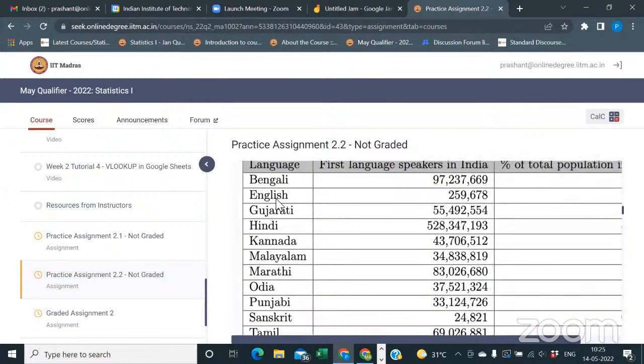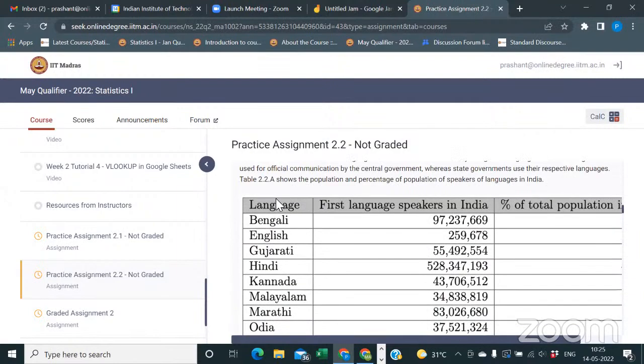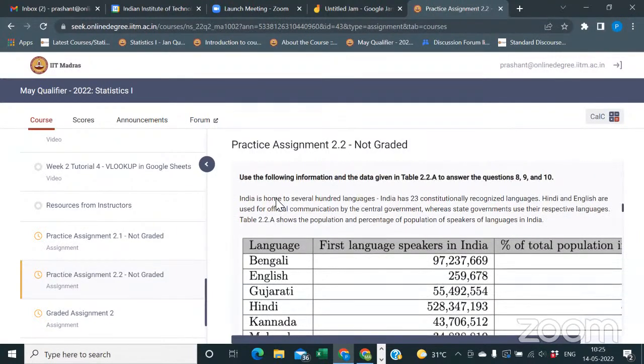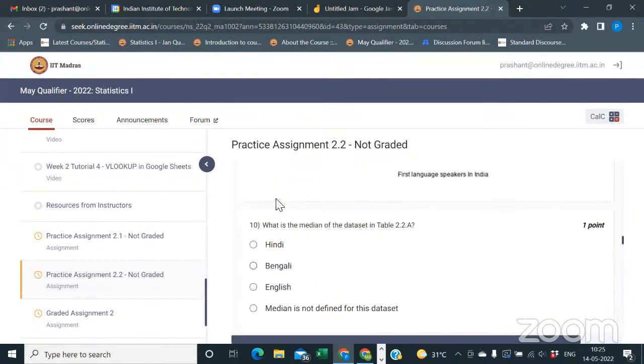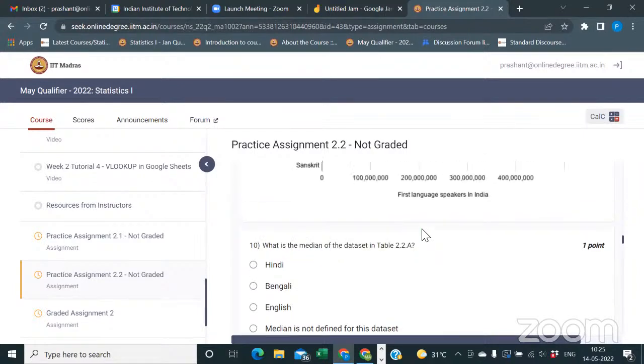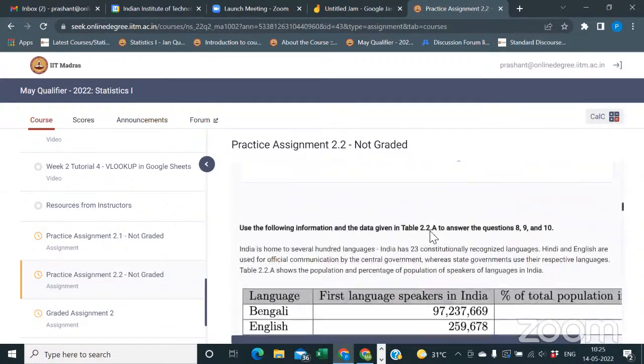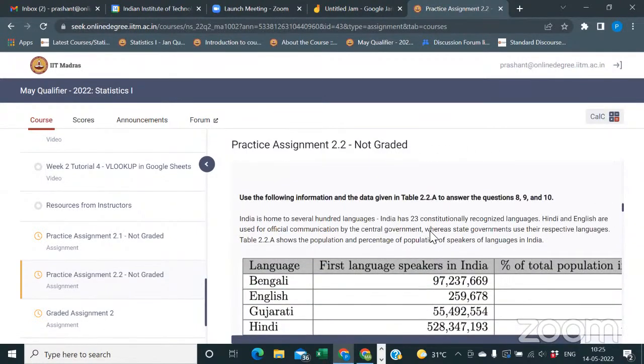Are you getting my point or not? Even here, I feel you can arrange based on the language speakers, no? And you can still see what the median is. But what is the question? The median language? What is the median of the data set? It's not asking for the median of the number of persons or number of speakers. Are you getting my point? It is asking about the median of the data set in this table, and this data is all about the language.